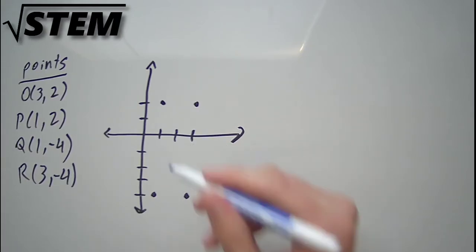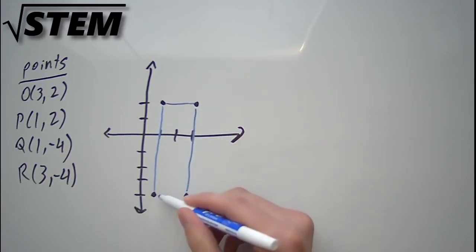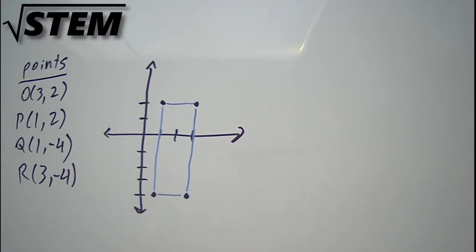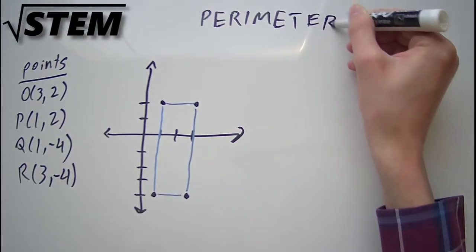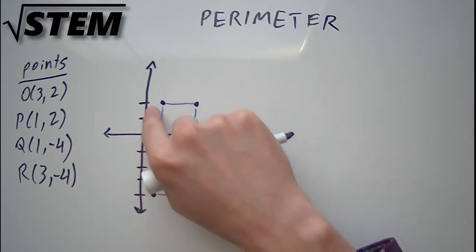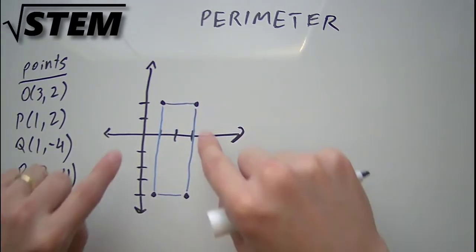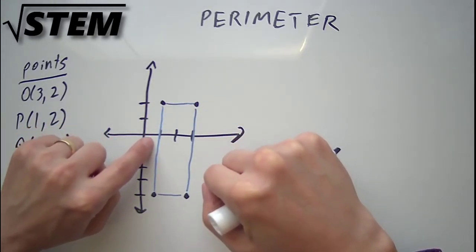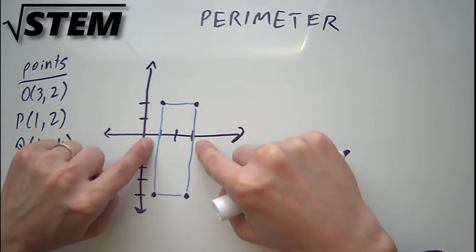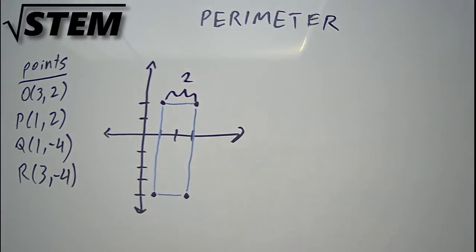Now if we connect all the points that we just graphed, we'll see that these points actually give us a rectangle. So to find the perimeter, we need to know the length of each side and add up all of those side lengths. The top and bottom go from x equals 1 to x equals 3, and 3 minus 1 is 2. So that means these side lengths are 2. That's the same for the top and the bottom.